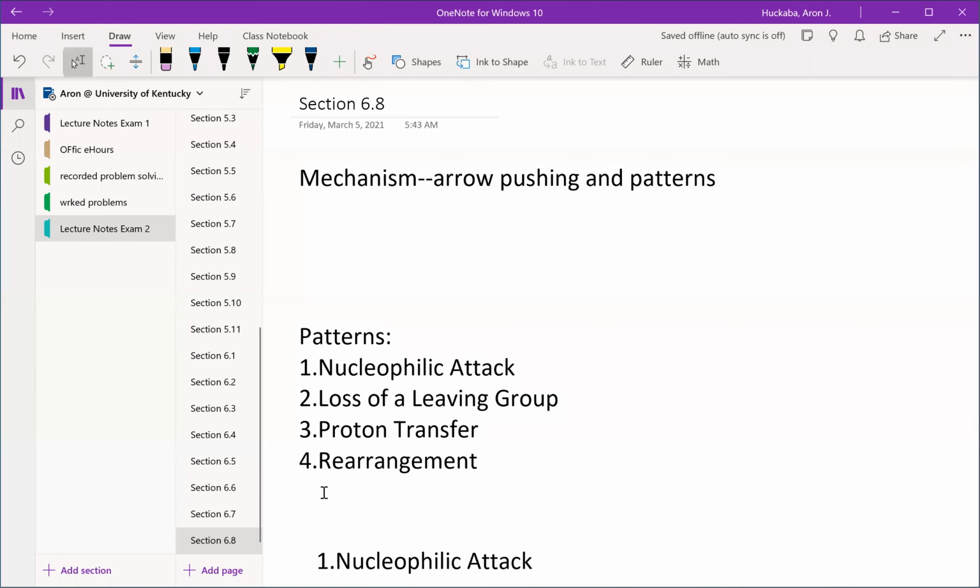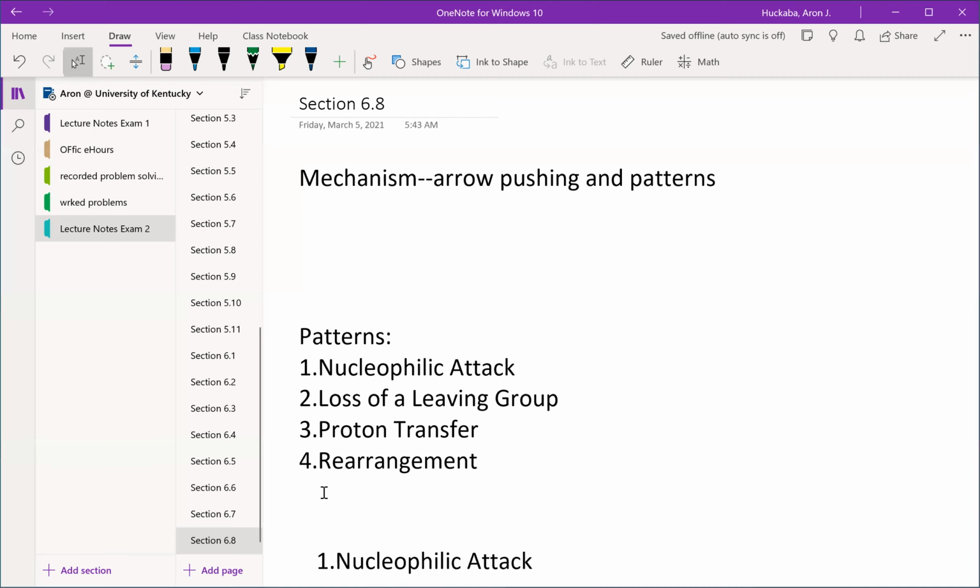Hello and welcome to section 6.8, where we're going to be talking a bit about mechanism more specifically, especially how to do arrow pushing and the patterns that we can expect to see in our mechanisms. There are four fundamental organic chemistry patterns that we should expect to come across here in our studies, and those are nucleophilic attack, loss of a leaving group, proton transfer, and rearrangement.